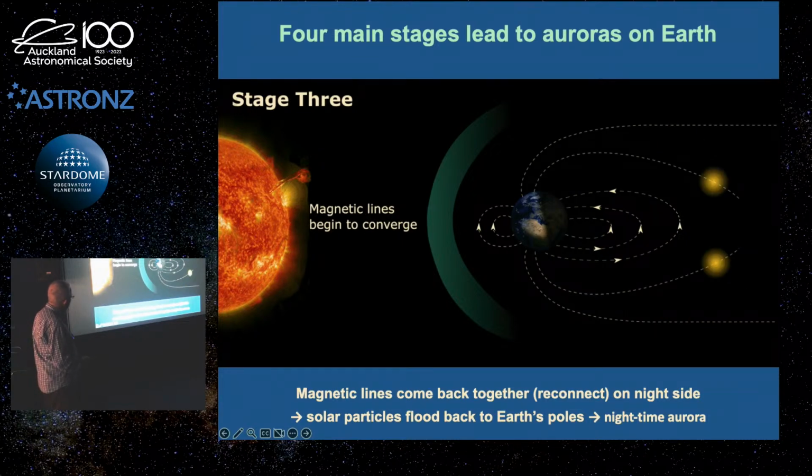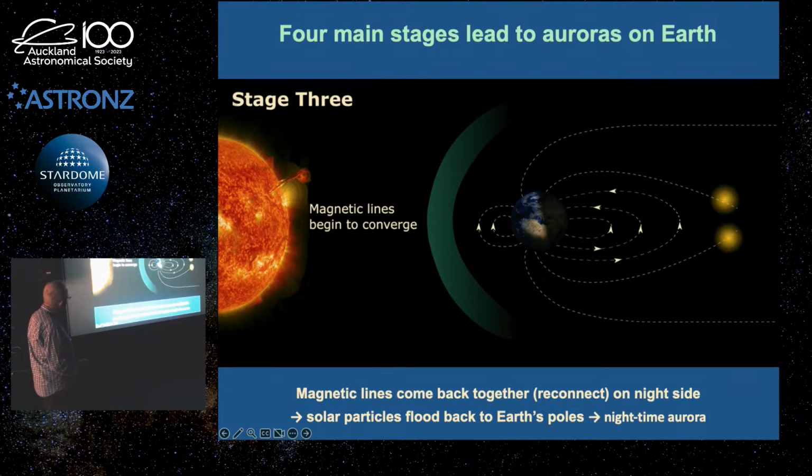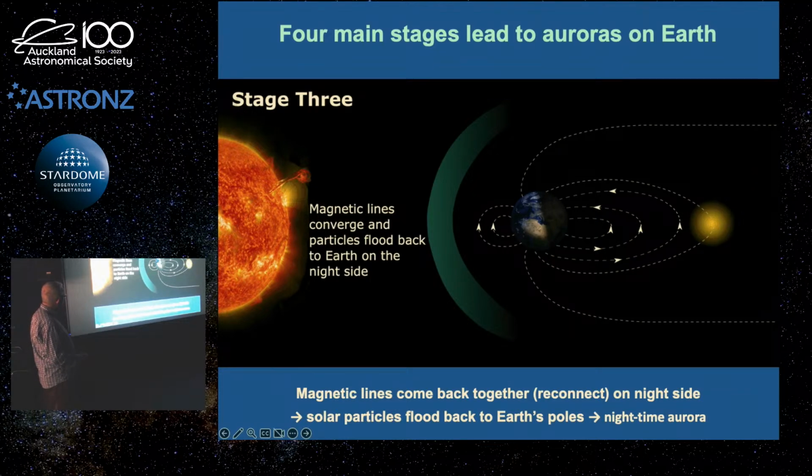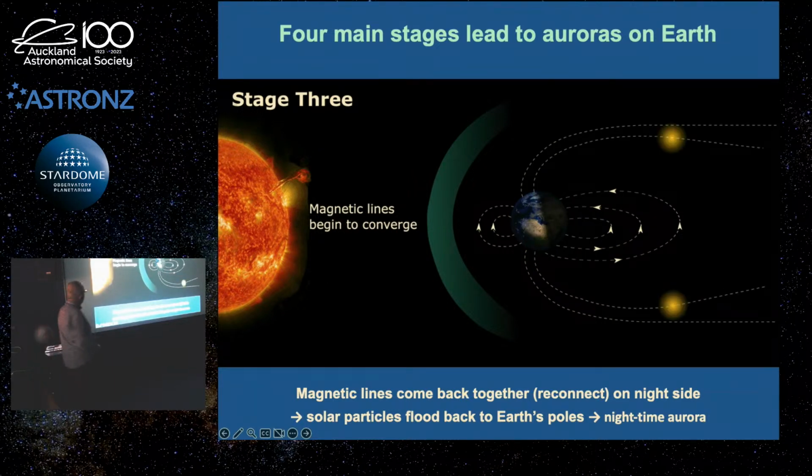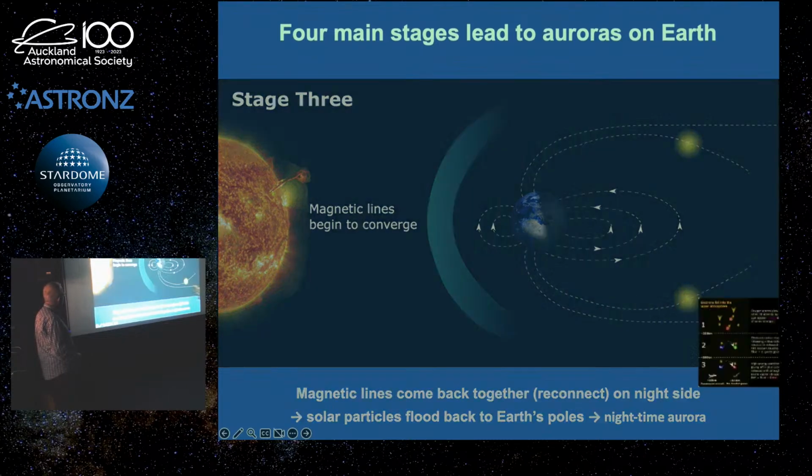They sense one another. They want to reconnect, magnetic reconnection. They hook up, and these charged particles have got nowhere else to go but follow the magnetic field lines towards the poles, and you get your nighttime aurora. So those are the stages of what happens to the magnetic field lines to create the daytime and the nighttime aurora.